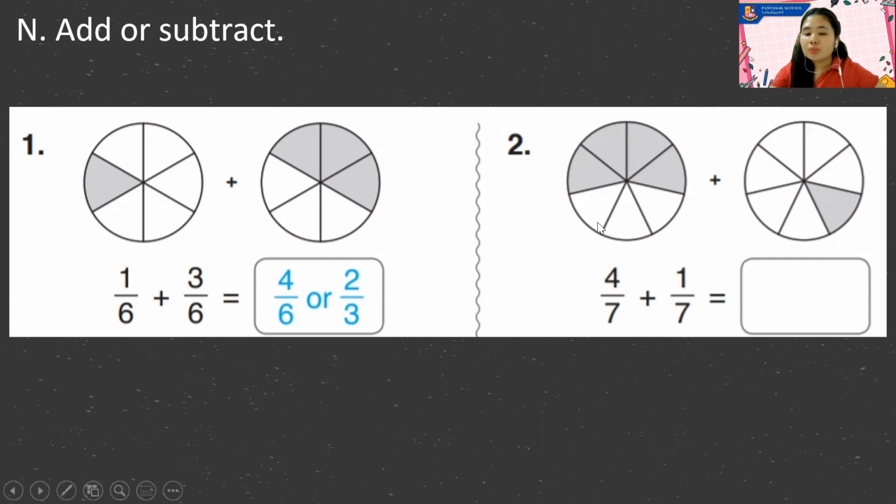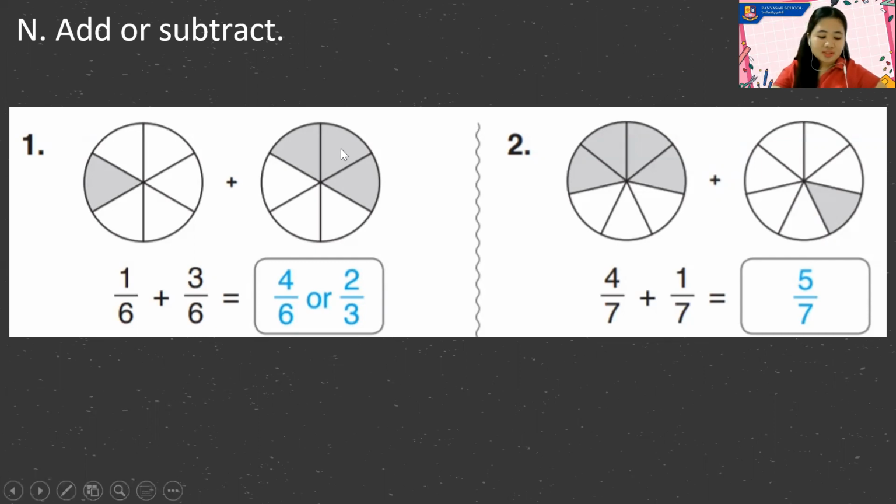Next, number 2, we have 4/7 plus 1/7. 4 plus 1 is 5. Then copy the denominator, 7. So number 2 is 5/7.